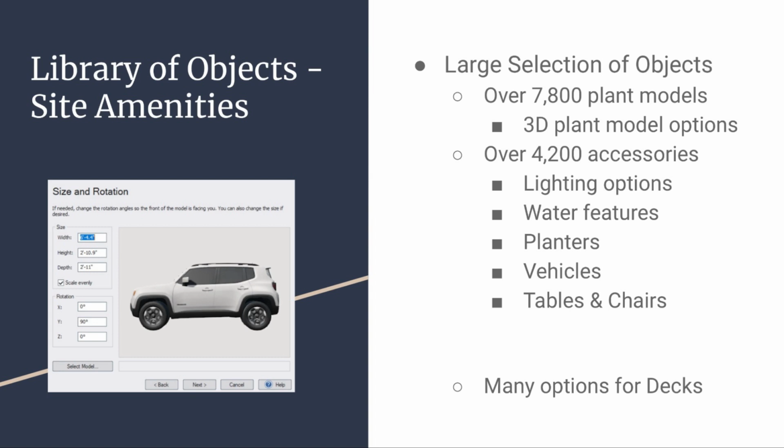So moving on to the next key concept, we have the library of objects and the site amenities. You can see on the slide here, but you can put in over 7,800 different plant models and over 4,200 accessories. This really allows you to make your design your own and really show the viewer what you're working with and how customizable everything really is.